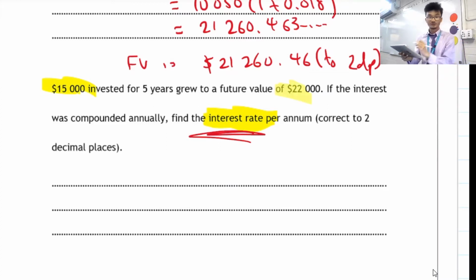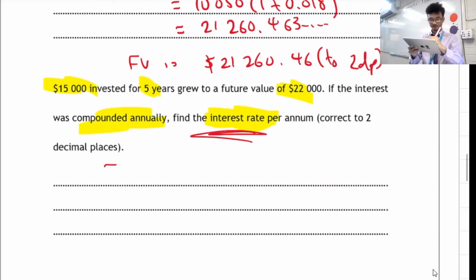The future value is $22,000. And we know that it's compounded annually. That's good to know. We don't have to play around with the rates or anything there. And it's in there for 5 years. So all this information now, let's think about how we can approach this. So I'm still going to start off with my formula.